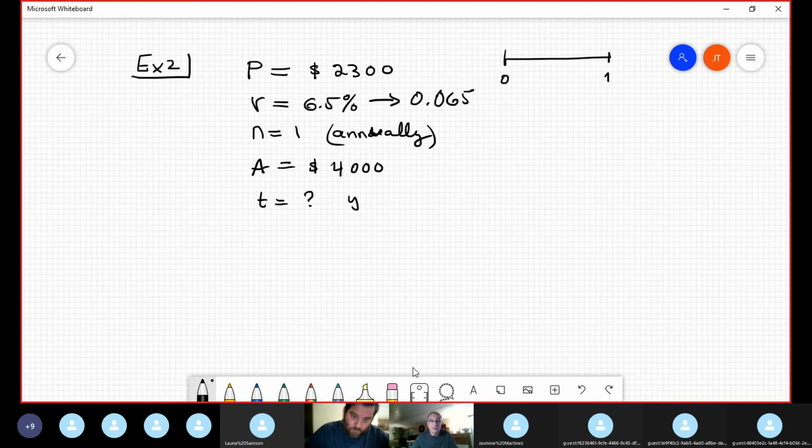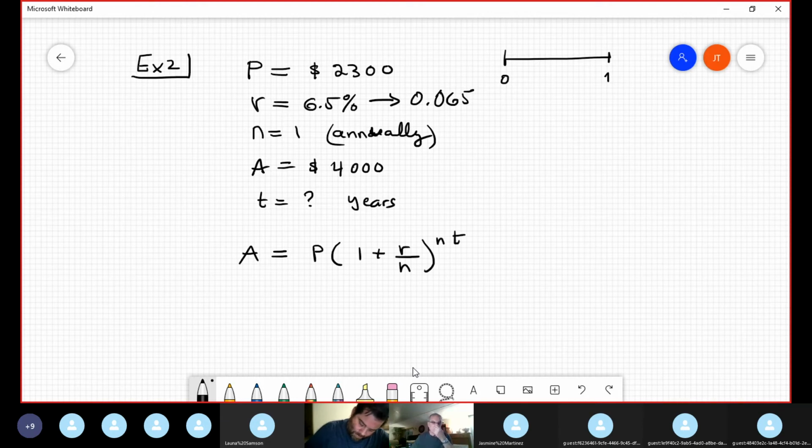I have no idea how many years we need to reach $4,000. Okay, no problem. I'm using the same formula. Let's solve a discrete problem. In this case, compounding 1 is easier. You copy the formula: P times (1 plus R over N) raised to NT.